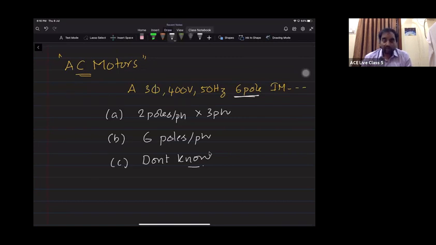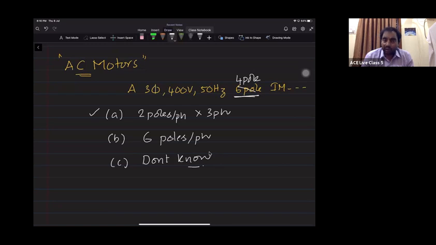You can just clarify whether it is correct or wrong. If I'm going with A, let us see. See, in one more numerical, the data is a three-phase, 400 volts, 50 hertz, four-pole induction motor. Then those who gave option A, according to you, it is 4 by 3.